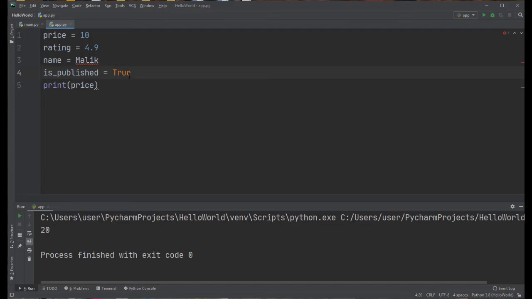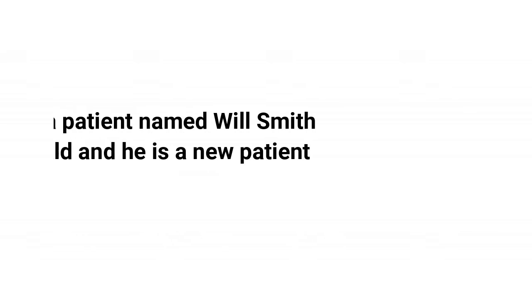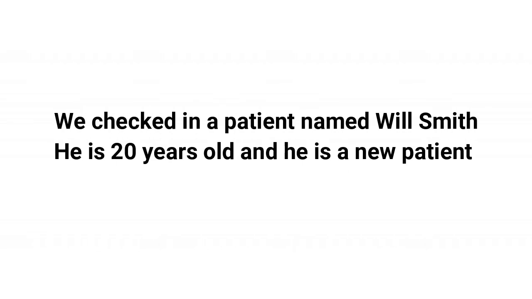Imagine we are going to write a program for a hospital. We check on a patient named Will Smith. He is 20 years old and is a new patient. I want you to define three variables here for his name, his age, and another variable for whether this is a new or an existing patient. So pause the video and spend 1 minute on this exercise. When you're done, come back, continue and see my solution.